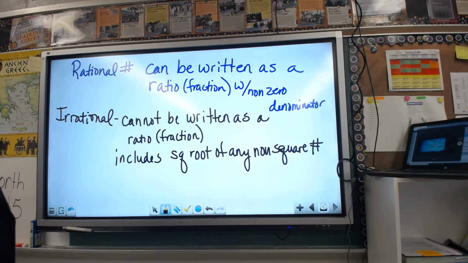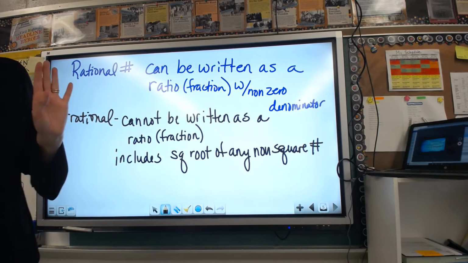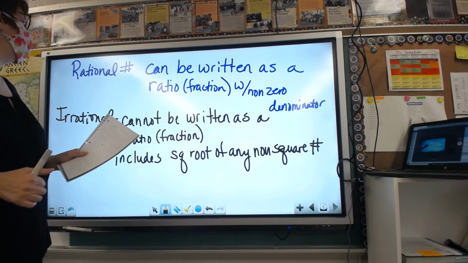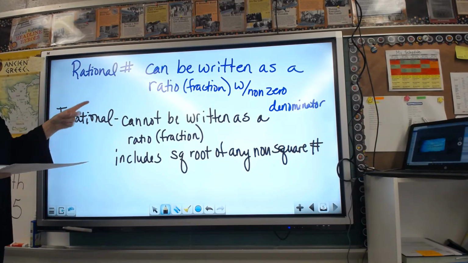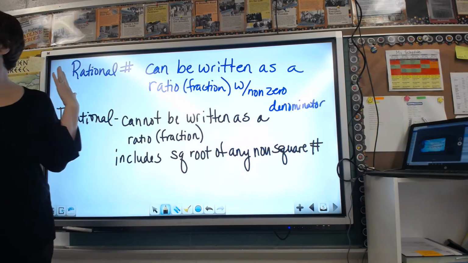Okay, actually, let's do this. Flip that if you're caught up with me. Flip this paper on the back because it's blank on the back. I want to add a couple more things about rational numbers. So flip your paper over. Does everybody have this? Because I'm going to hit clear.